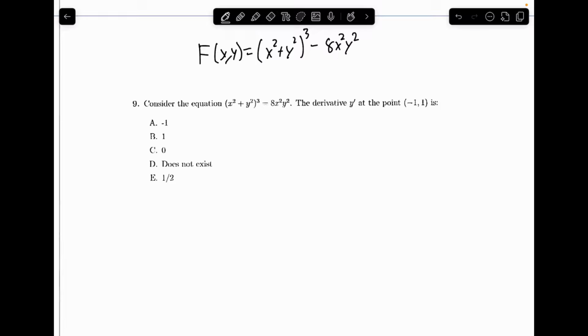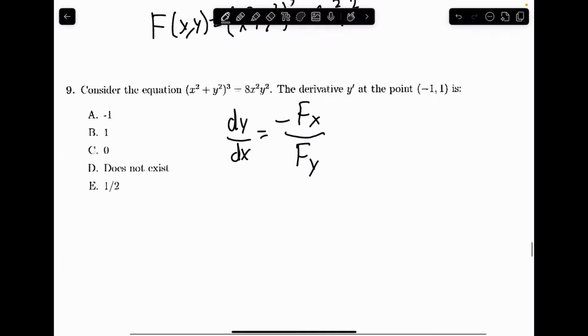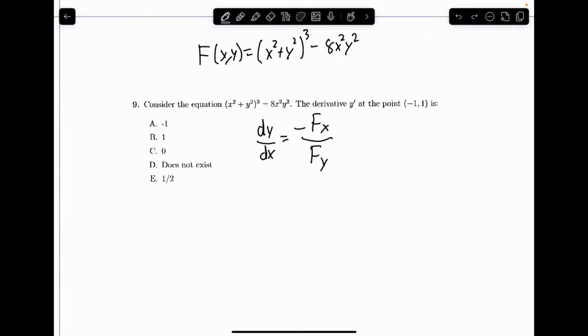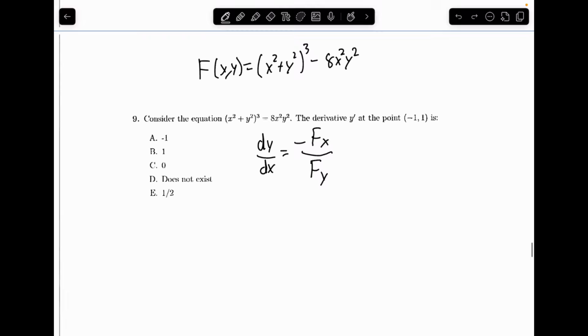y prime is just dy/dx. So dy/dx is going to be equal to the negative of the x partial of F all over the y partial of F. A quick way to remember that: you always take the negative and then crisscross the x and y. That's just the way I remember it. There's a pretty elegant derivation; you can probably find it in the textbook if you want. So let's go ahead and find these partials.